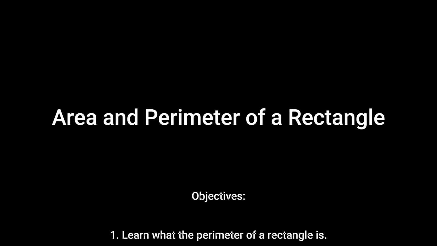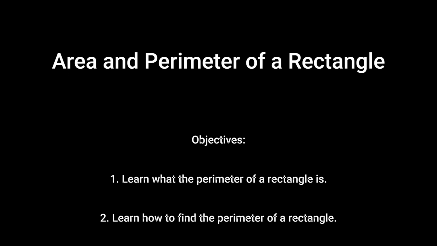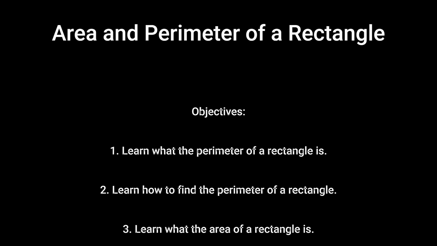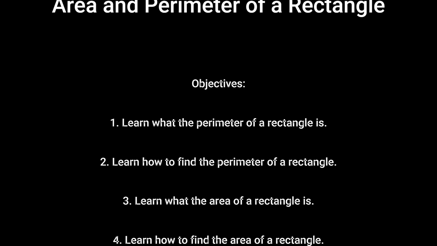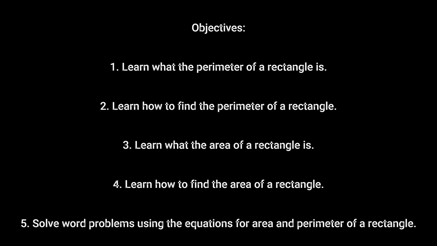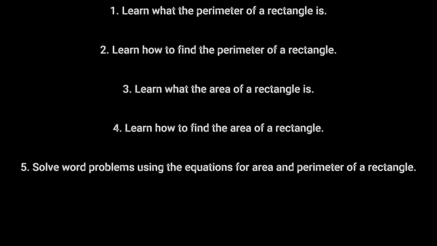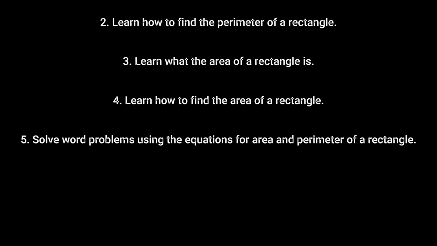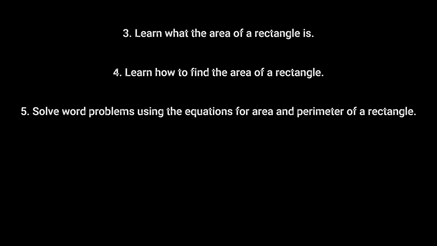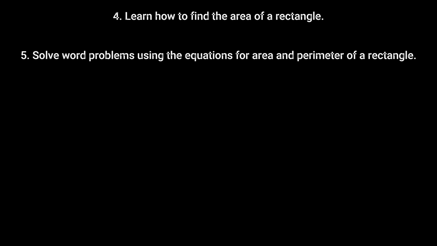In this lesson we will talk about what the perimeter of a rectangle is. We will talk about how to use the equation for the perimeter of a rectangle. We will talk about what the area of a rectangle is as well. We will also talk about how to use the equation to solve for the area of a rectangle. And then we will solve word problems using the equations for area and perimeter of rectangles.